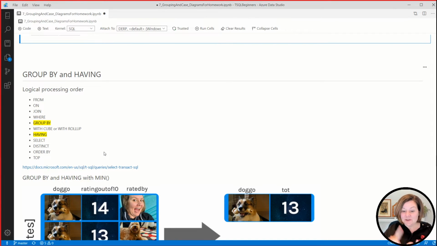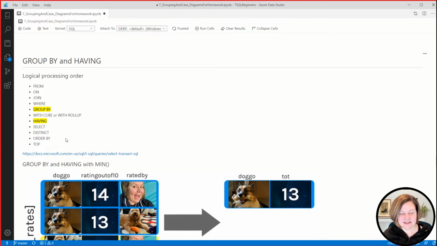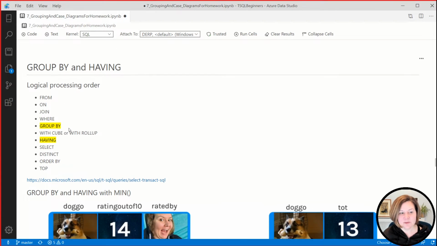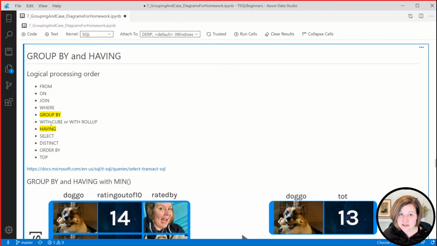Next up, we're going to do a little bit of halving, and then we're going to go on to case. So with halving, this is back to our logical operations order, and let's zoom in a little bit. It will do the grouping first, and then after it groups, it'll do the halving. This is useful because let's say we are doing something like a sum, and I want to group by the dog, but I only want everyone whose total ratings is more than X. We can do things like that.